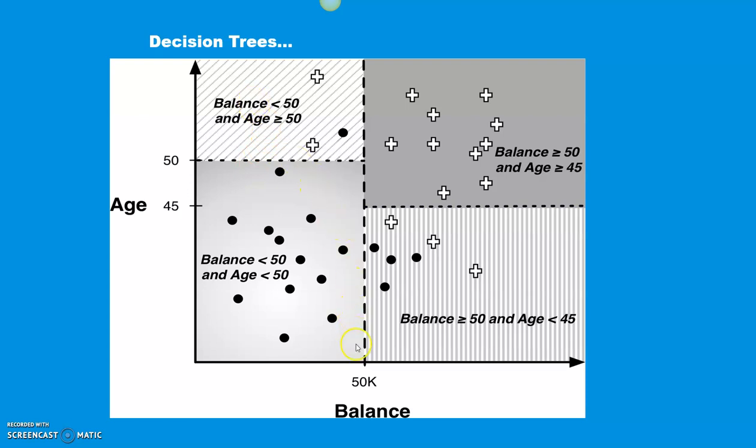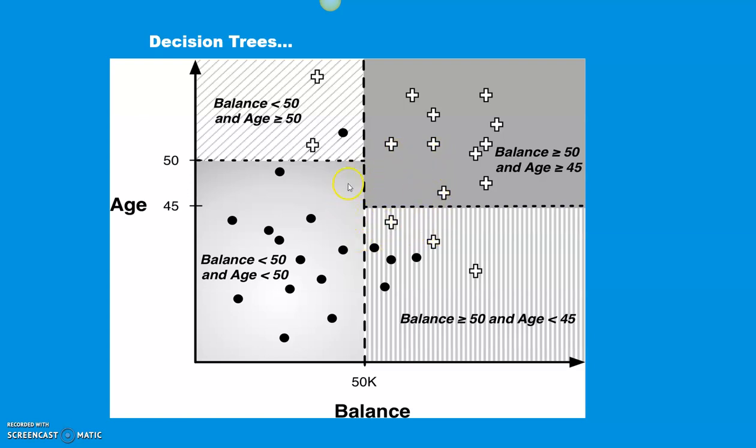Decision trees, we formulated a set of rules which basically broke all the customers in the world into mutually exclusive and collectively exhaustive segments. So here's a classification. We first divide the customers based on balance bigger than or less than 50,000. For customers with balance less than 50,000, we split them again into customers with age bigger than 50 or less than 50. And for customers with balance more than 50,000, we again split them into customers with age bigger than 45 or less than 45.